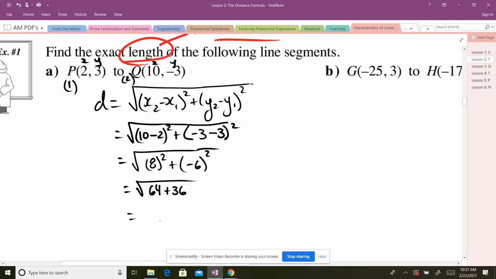Oh, sorry. You have to add them first. Yeah, don't square root them. Add them first. So I get square root of 100, which normally we would get 2 answers, right? But we always want positive because we're dealing with distance. So square root of 100 is 10. So the length of that line is 10.